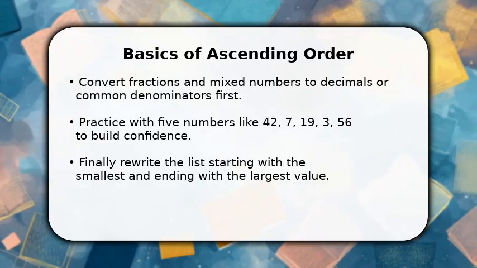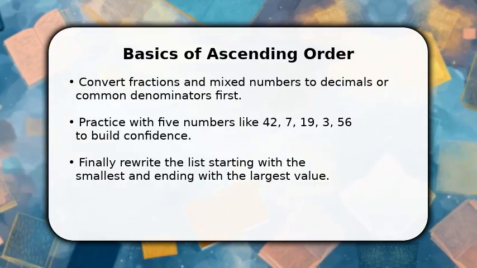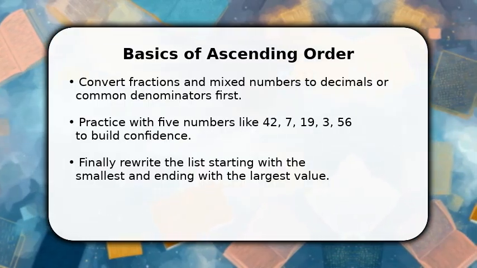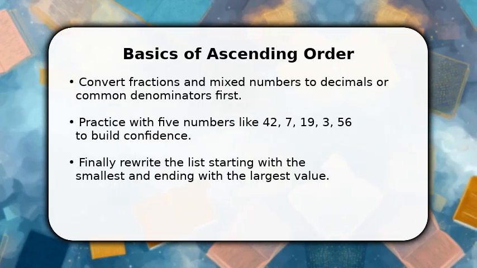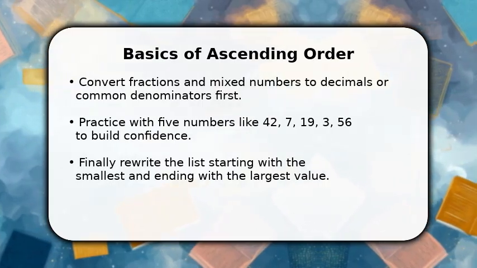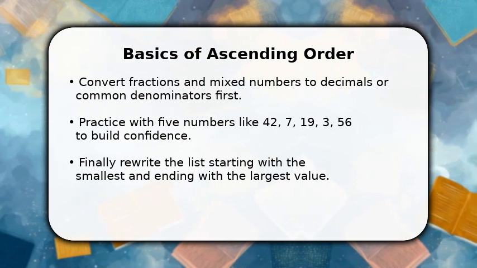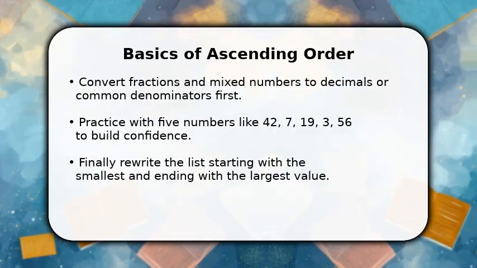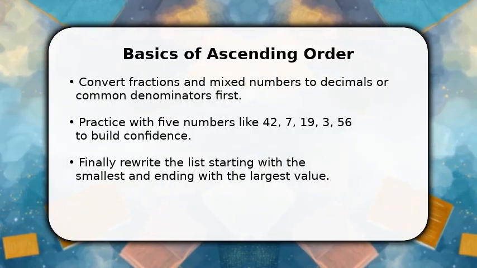Then compare digits from left to right using place value rules for each number. Finally, rewrite the list starting with the smallest and ending with the largest value. Practice with 5 numbers like 42, 7, 19, 3, 56 to build confidence. Repeat regularly until ordering becomes quick and intuitive for everyday use.